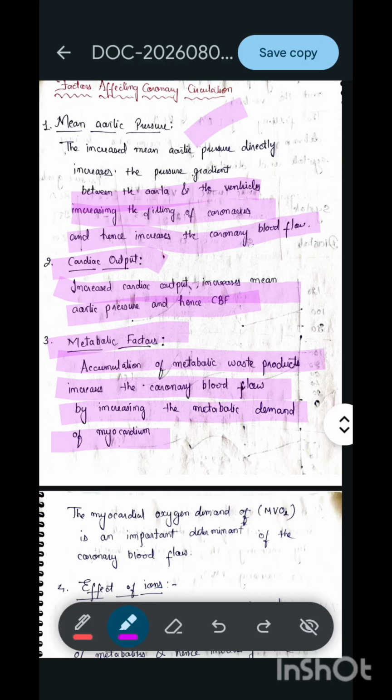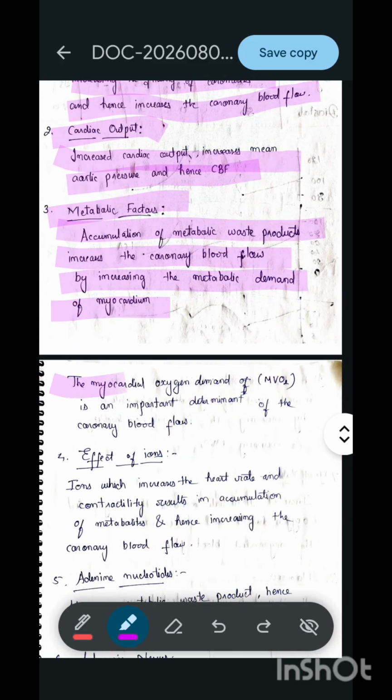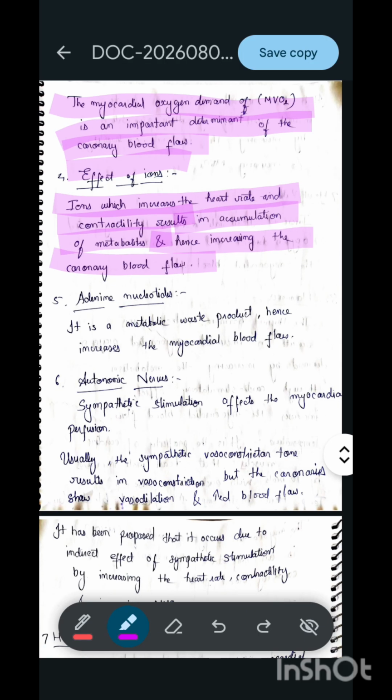demand of the myocardium. Now, the myocardial oxygen demand, which we also call MVO2, is the volume of oxygen demand in the myocardium, an important determinant of coronary blood flow. Now, the effect of ions which increase the heart rate and contractility will result in accumulation of metabolites, hence these will increase the coronary blood flow. So with positive inotropic and chronotropic effects, such agents will cause an increase in blood flow. Adenine nucleotides are a metabolic waste product, right?